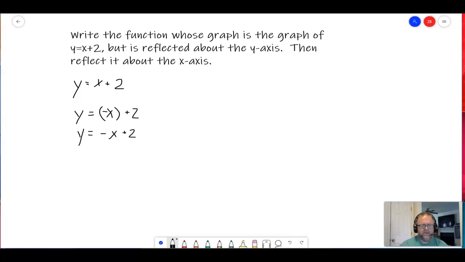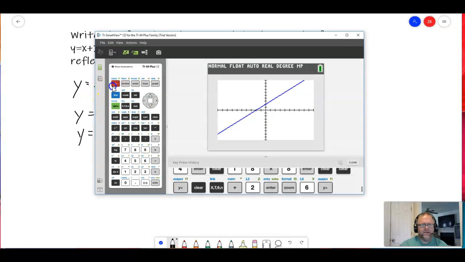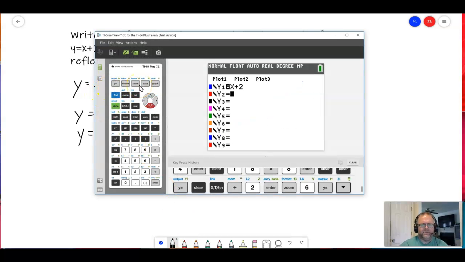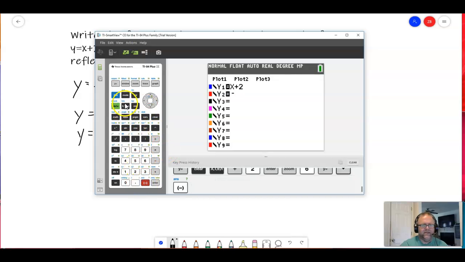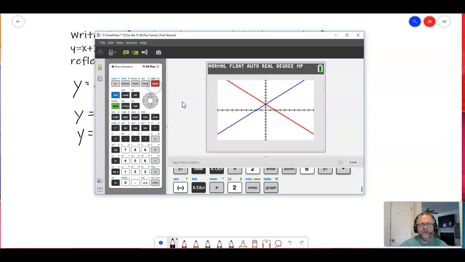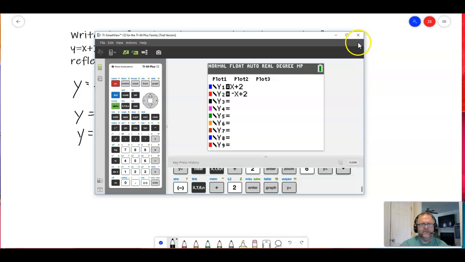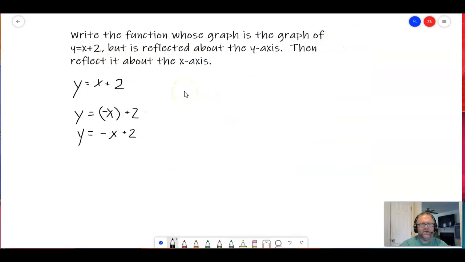Let's put that in our calculator and see what it looks like. We're going to go down to the second y equals and enter negative x plus 2. Enter and graph, and sure enough, it's what I expected. This is reflected directly across the y-axis. So any point on one side will now be on the other side of the y-axis, in the same direction and same distance. Alright, the last thing I want to do is reflect this across the x-axis.